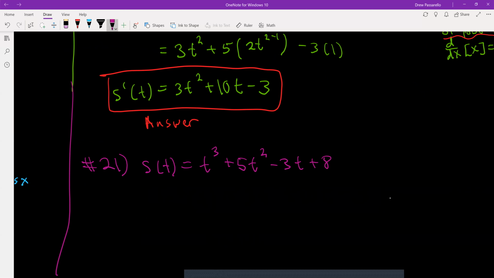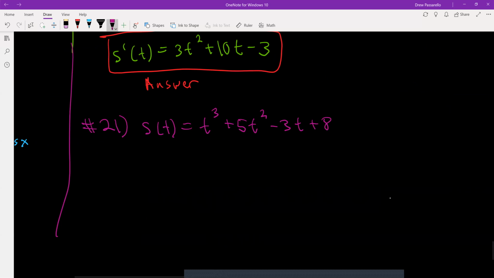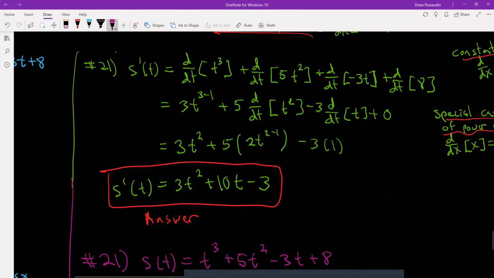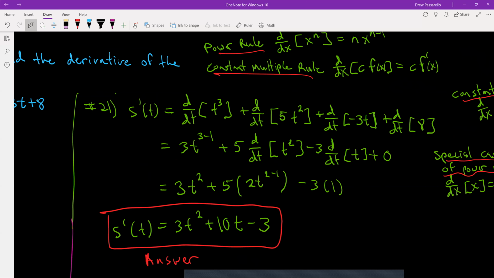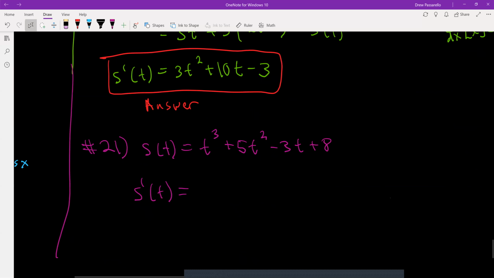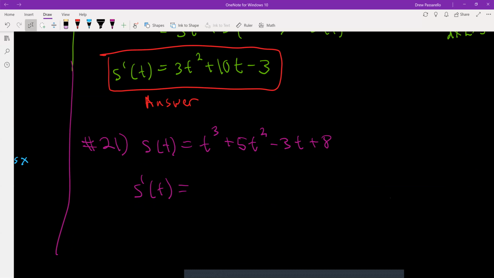All right, so I'm taking the derivative, so s prime of t. And then I don't write, me personally, I don't write this part where I do d/dt of each part. I just know that I'm taking the derivative of each part, or each term. So if I were to take the derivative of t cubed, that's using the power rule. And the power rule says I drop down the exponent 3, and it'll be 3t to the 3 minus 1.